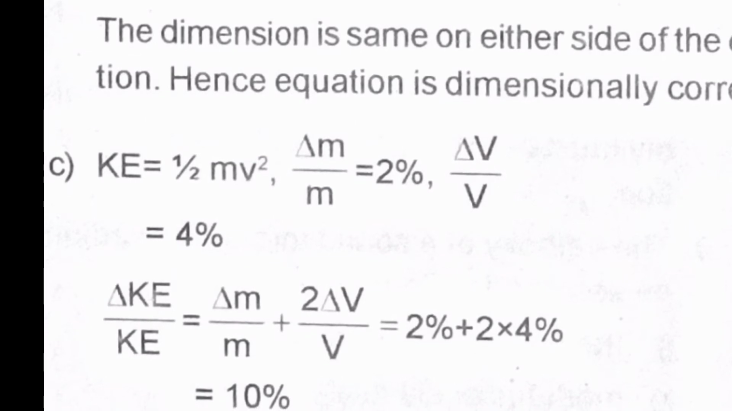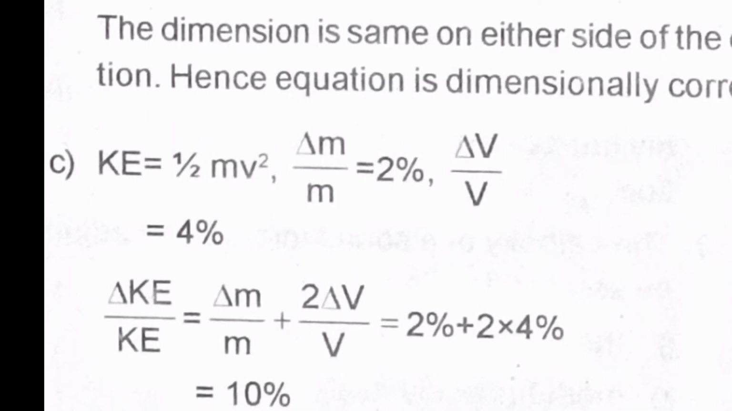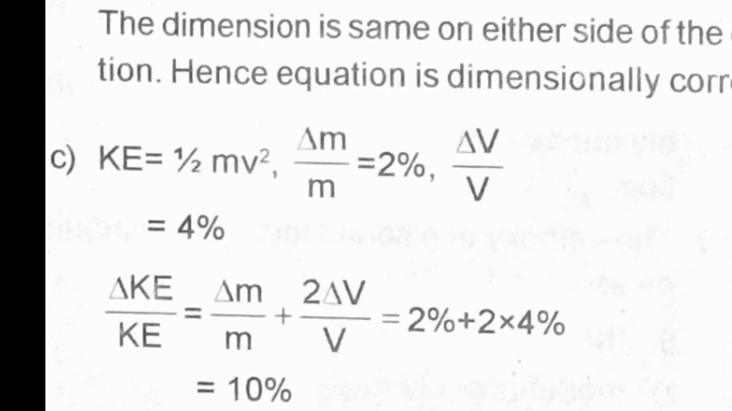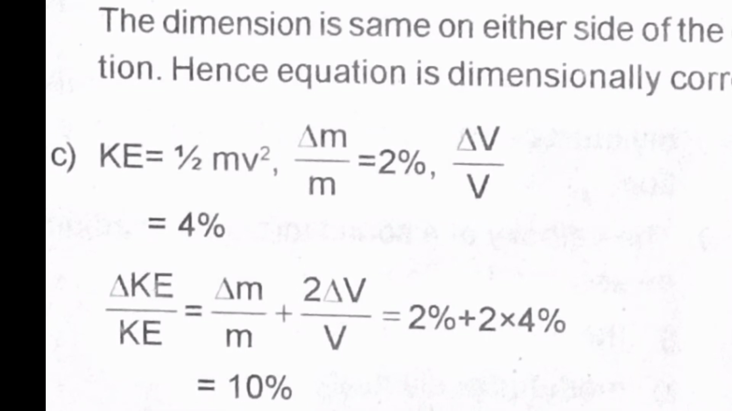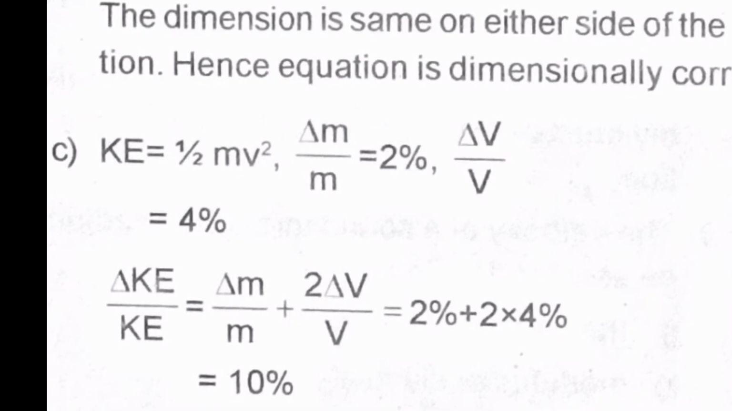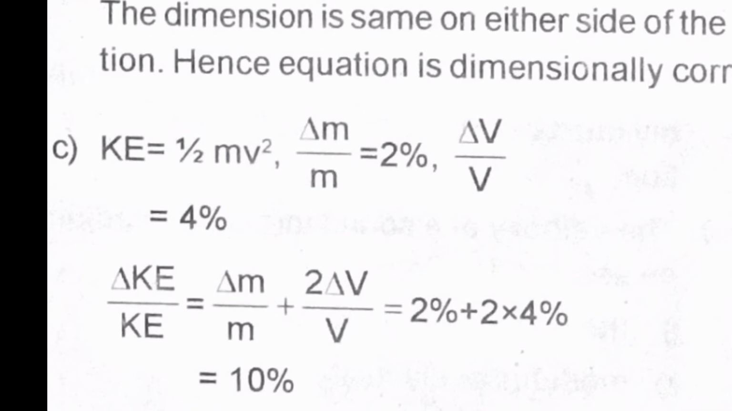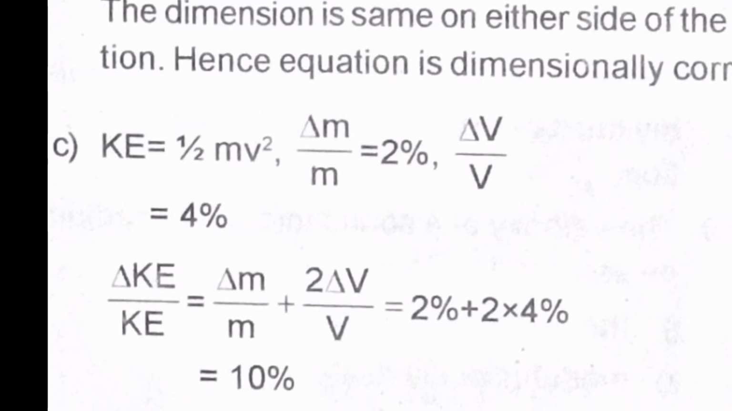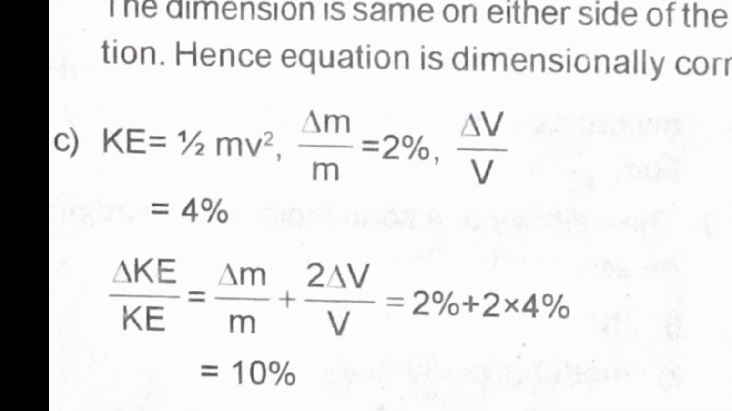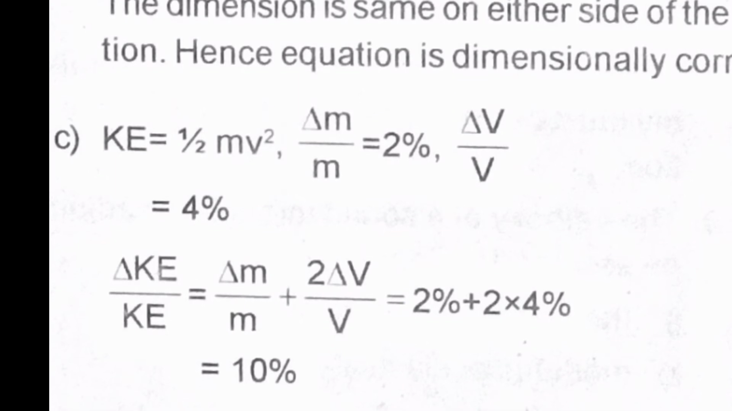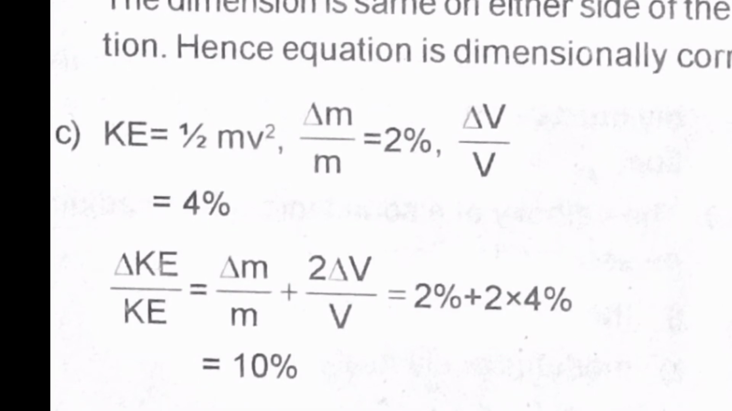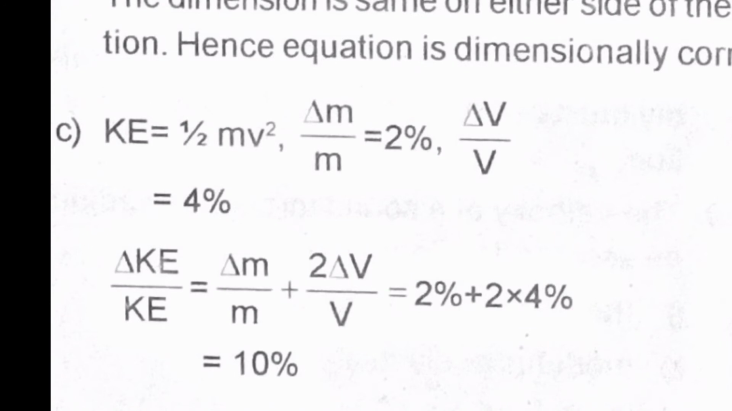That will be delta KE by KE, right? So how can we write? Delta m by m plus 2 into delta v by v, because this is a product. So in the case of a product of two numbers, we have to add the relative errors of each term, right? Now we can substitute the values. So what will we get? Delta m by m is 2%, so that is 2% plus 2 into delta v by v, that is 4%, so plus 2 into 4%, so the total will be 10%. Okay, is it clear?